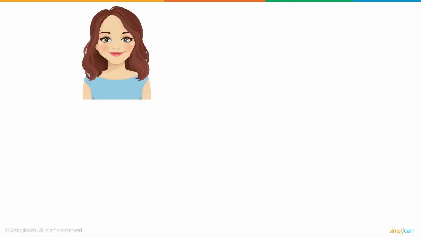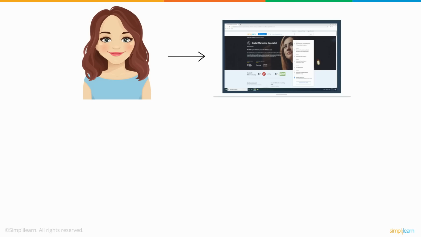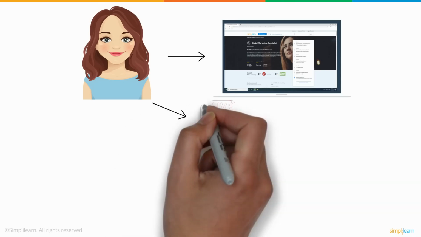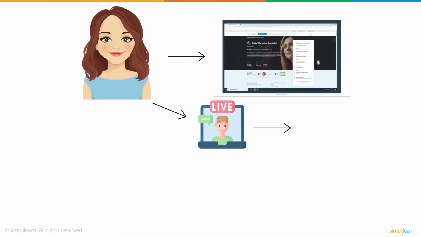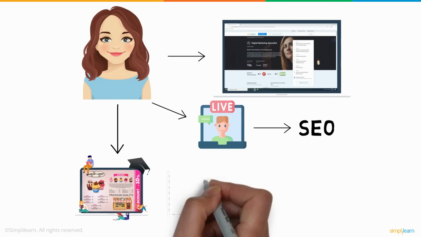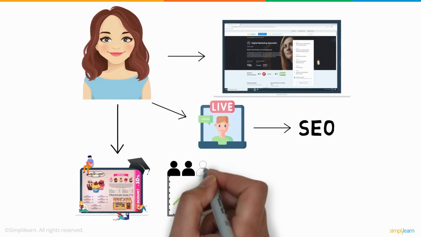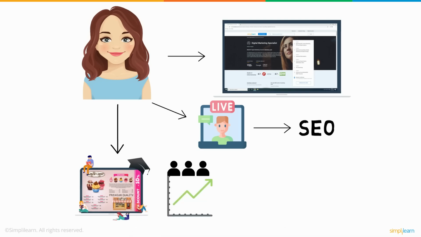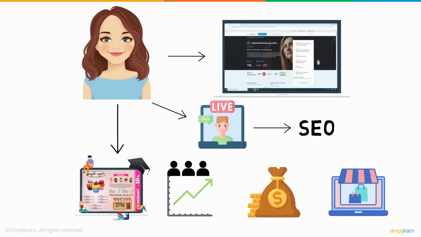Now, let's go back to Rachel. Rachel decided to take up Simplilearn's digital marketing certification. With classes covering just about everything she needed to know about SEO, it was only a matter of time before Rachel began to implement her learnings on her website and see a massive uptick in the number of viewers coming to her website. In time, she could even earn money off the site by setting up an online shop.